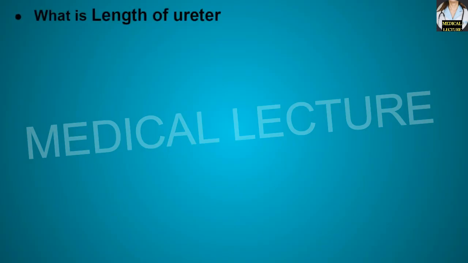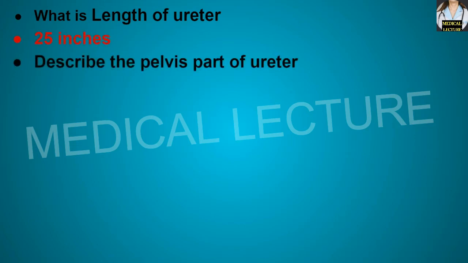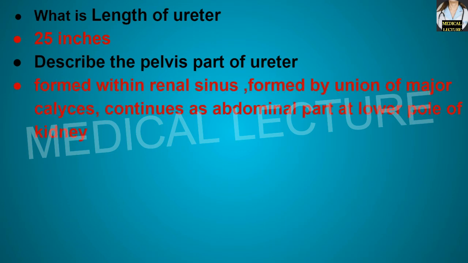What is the length of the ureter? So it is about 25 inches. Describe the pelvis part of the ureter. So it is formed within the renal sinus and it is formed by union of the major calyces. It continues as the abdominal part at the lower pole of the kidney.